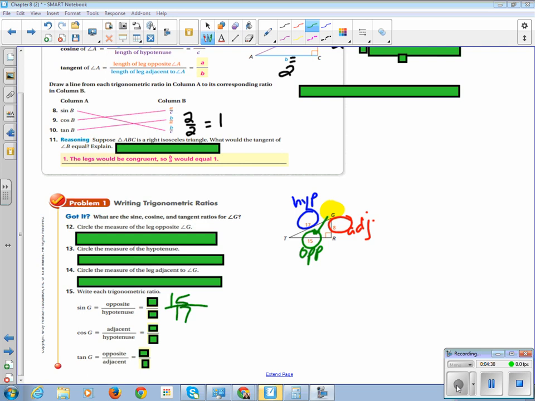You might have to simplify it. You might not. All you're doing when you are finding the sine, cosine, and tangent is writing a fraction. That's it. So the adjacent is 8, and that's over the hypotenuse, which is 17. And then the tangent is opposite 15 over adjacent 8.